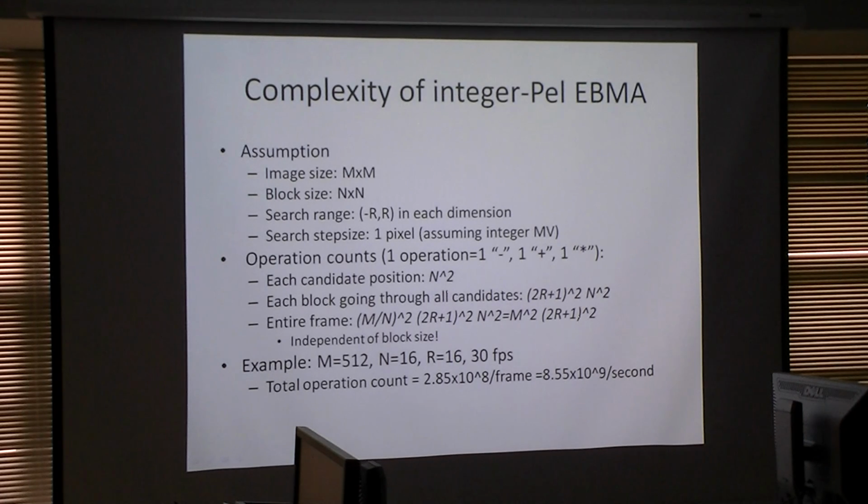The following is a numerical example. Suppose M is 512, N is 16, R is 32, and 30 frames per second. We can see we need about 8 times 10 to the 9 operations per second. So it's very computationally demanding for this algorithm. This is why the video encoder is usually very slow on the computer.